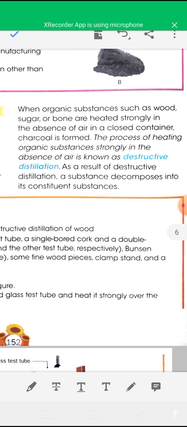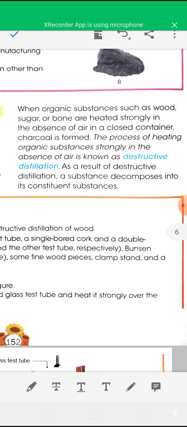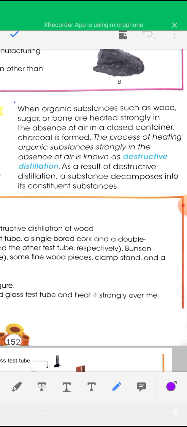And when organic substances such as wood, sugar, bone are heated strongly in absence of air in a closed container, charcoal is formed. And this method is known as destructive distillation. Okay, so charcoal is formed by destructive distillation. So what is the definition of destructive distillation?